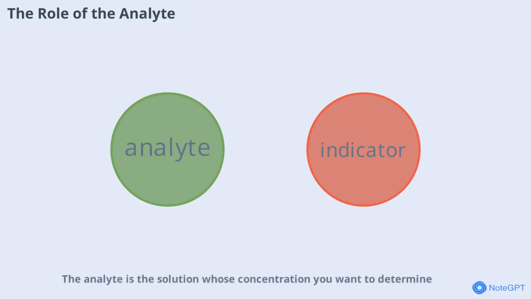The analyte is the solution whose concentration you want to determine. It is placed in a flask and the titrant is gradually added to it. The reaction between the titrant and analyte is monitored closely, often with the help of an indicator. The analyte's properties and the reaction it undergoes with the titrant are key to achieving accurate results. Understanding the nature of the analyte helps chemists choose the right titrant and indicator for the experiment, ensuring the titration process is both effective and reliable.